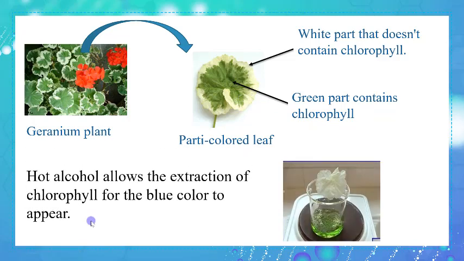We will also use hot alcohol, which allows the extraction of chlorophyll for the blue color to appear, which means hot alcohol will remove the chlorophyll from the plant. It will remove the green color of the leaf, so that when we use the iodine test in order to test for the presence of starch, we can notice the change of color more clearly.